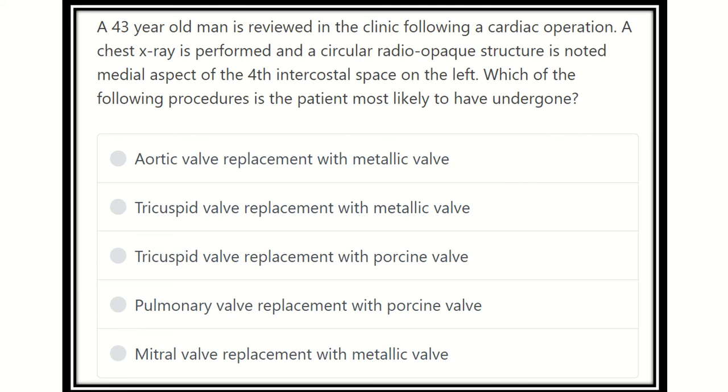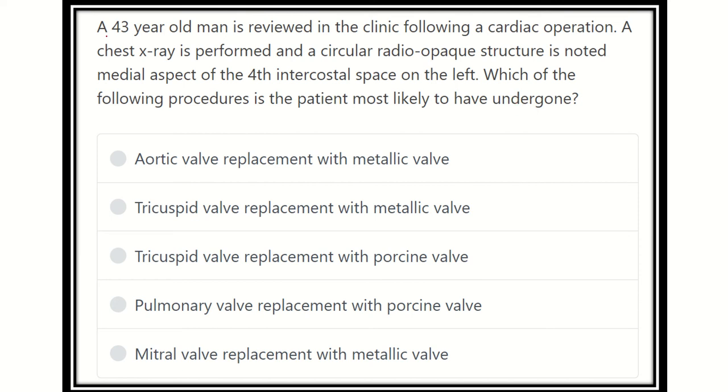Today we are going to discuss another question for the MRCS exam. A 43 years old man is reviewed in the clinic following a cardiac operation. A chest X-ray is performed and a circular radio-opaque structure is noted medial aspect of the fourth intercostal space on the left. Which of the following procedures is the patient most likely to have undergone?